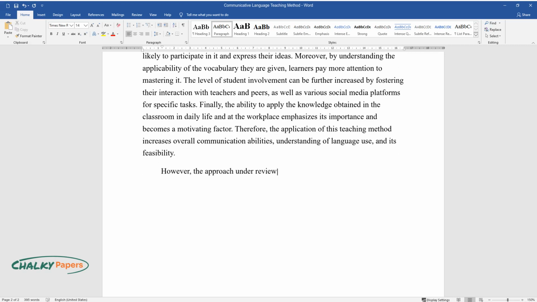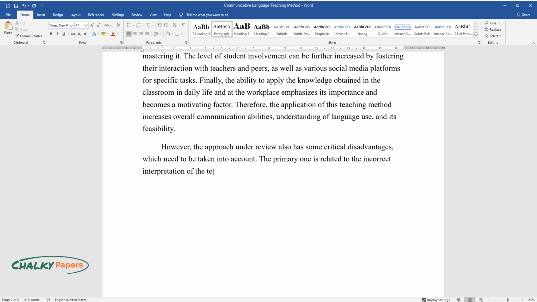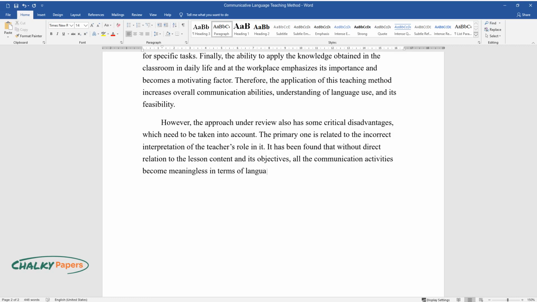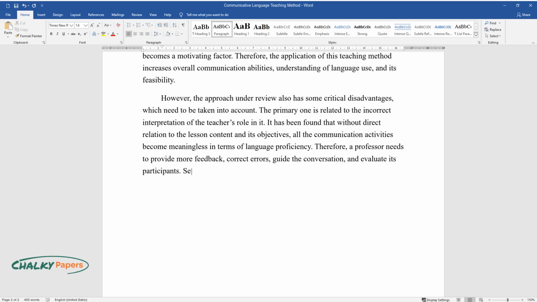However, the approach under review also has some critical disadvantages, which need to be taken into account. The primary one is related to the incorrect interpretation of the teacher's role in it. It has been found that without direct relation to the lesson content and its objectives, all the communication activities become meaningless in terms of language proficiency. Therefore, a professor needs to provide more feedback, correct errors, guide the conversation, and evaluate its participants.